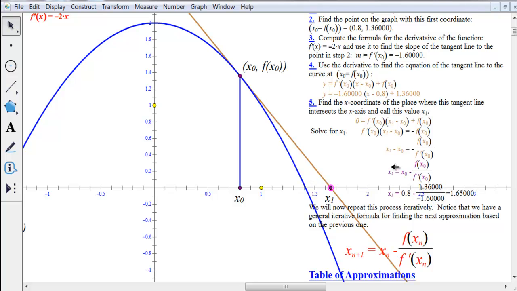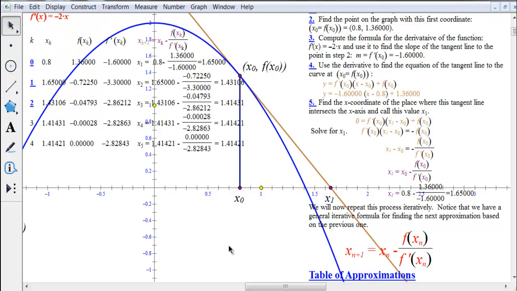Now notice this formula that we have here basically tells us how to find x1 in terms of x sub 0. Well, this basically tells us how to find any guess given the previous one. So if you want to find the n plus 1 approximation, x sub n plus 1, you take the previous x, x sub n, minus f of x sub n over f prime of x sub n. Or in other words, if you have any guess x sub n, we take x sub n minus f of x sub n over f prime of x sub n, which will generate the next x sub n plus 1.